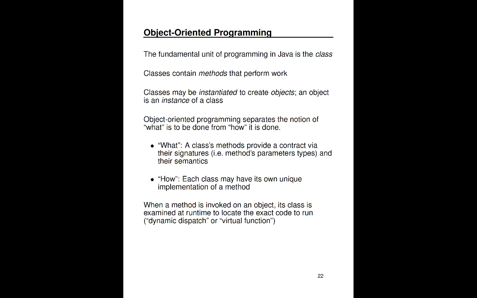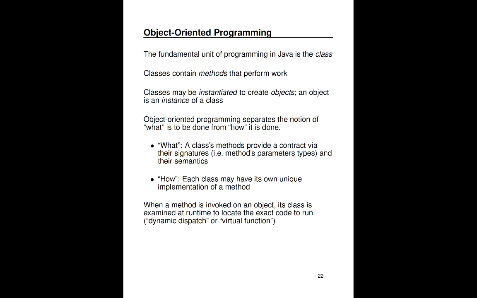So as we've seen, the fundamental unit of programming in Java is the class. And classes contain methods that perform work. Remember back to Hello World, we had the main method which prints out hello. That's what methods do, they perform work. Now, as you've probably learned in other classes about object-oriented programming, classes can be instantiated to create something called an object. So an object is said to be an instance of a class, and an object represents a piece of data in your program.